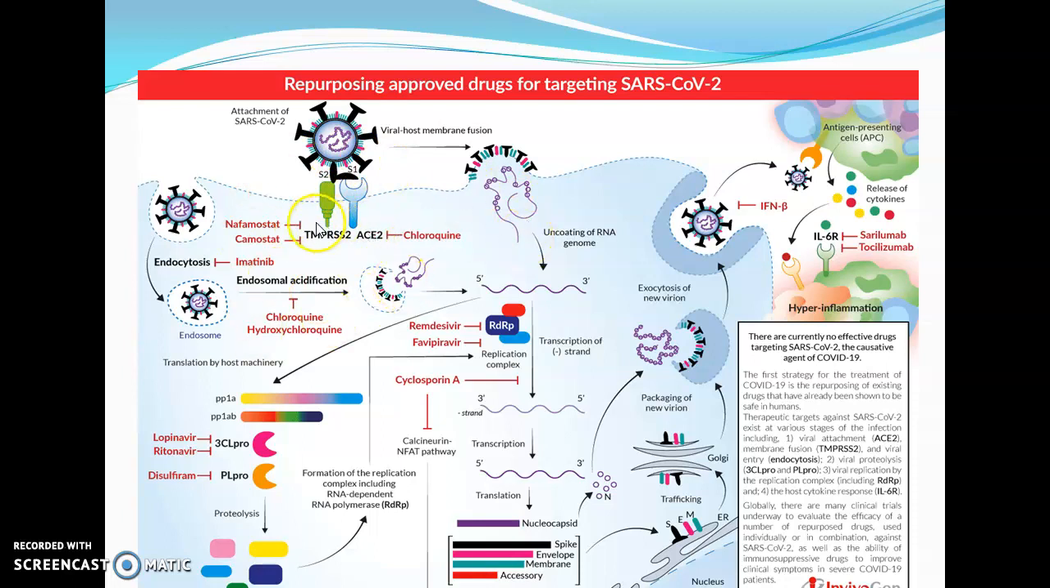Another thing is what we have in the market: TMPRSS2 inhibitors, like nafamostat or camostat.